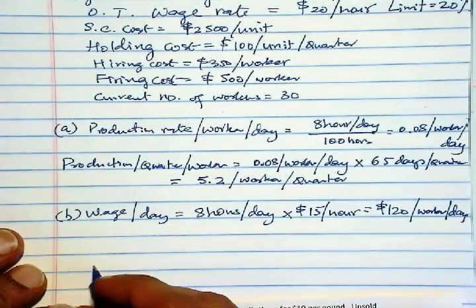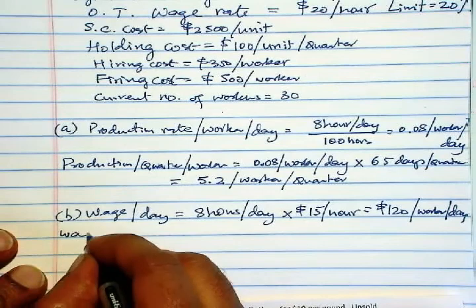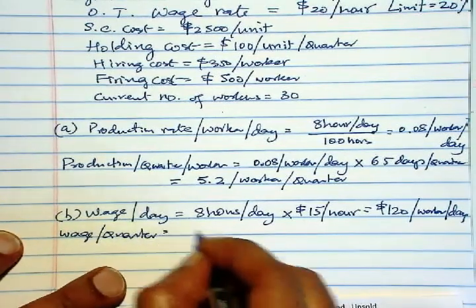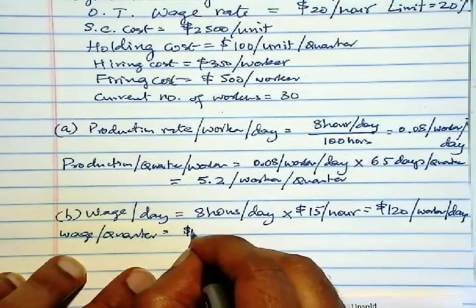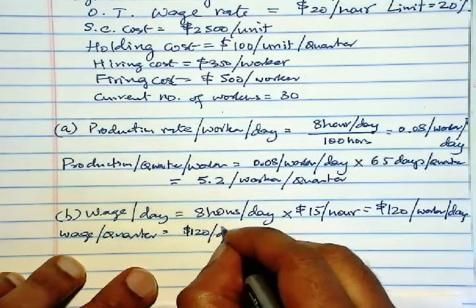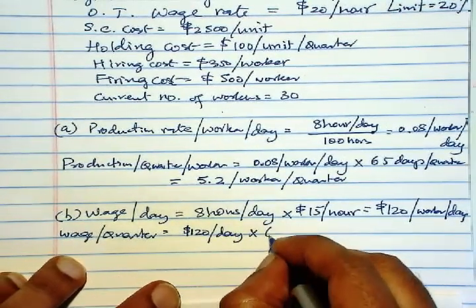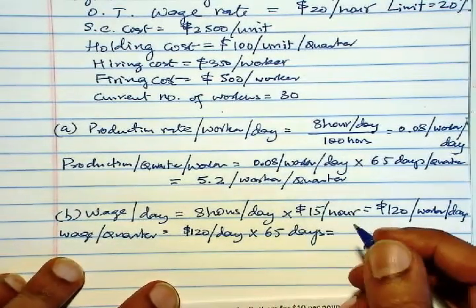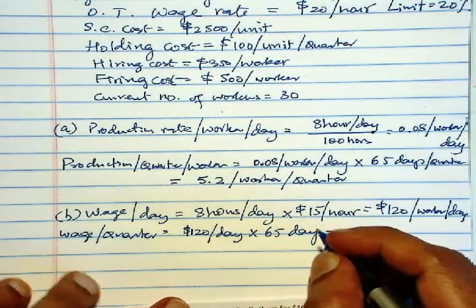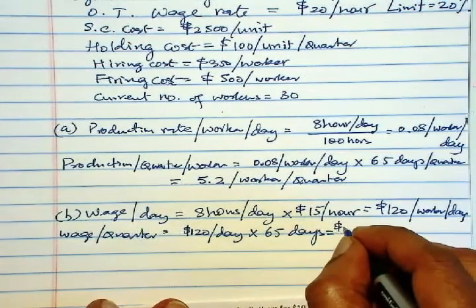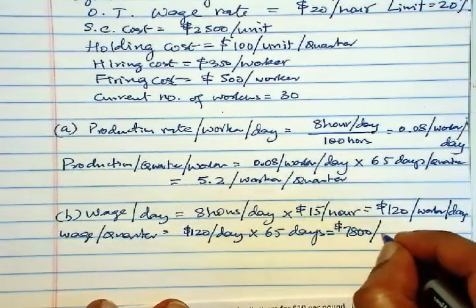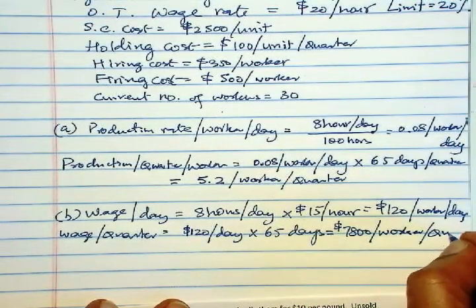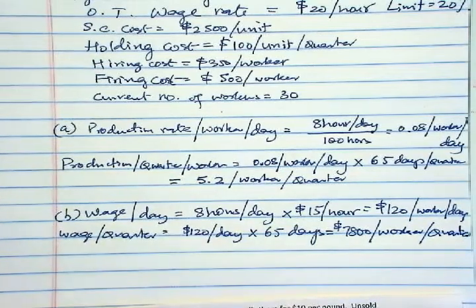Now we want per quarter. Then you take that $120 per day times 65 days, okay, will give you $7,800, and that is per worker per quarter.